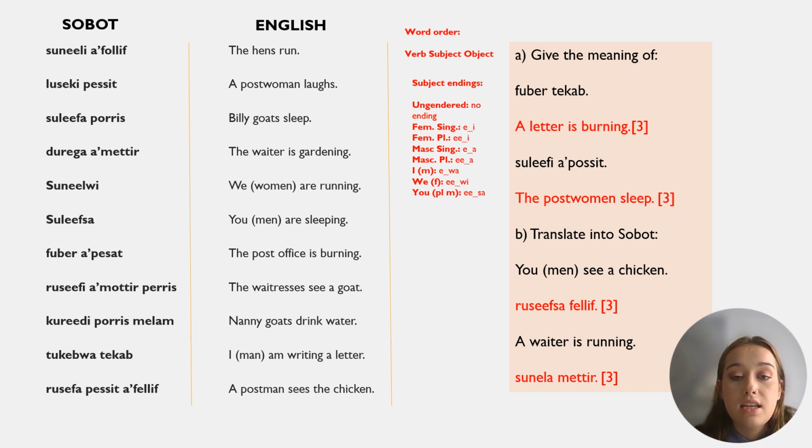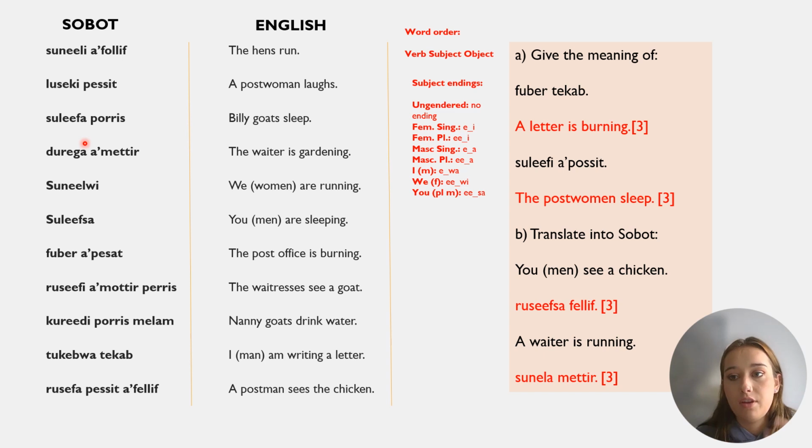This pattern is the same in masculine singulars and masculine plurals. For example, "a postman," Rousseff a, is e and then the f and then the a, that's a masculine singular. But if you look at something like "the billy goat sleeps," sulifa, it's doubled the e with the a ending. So that's for things which are third person.